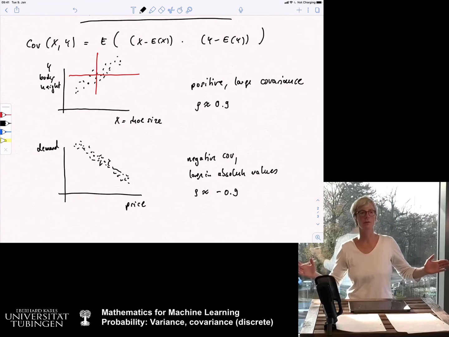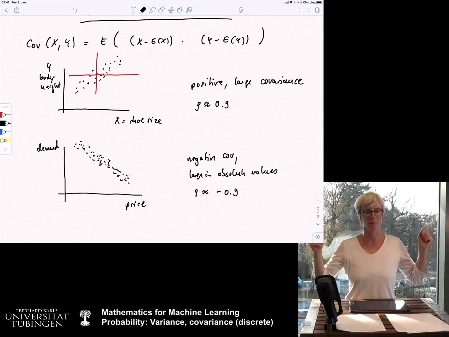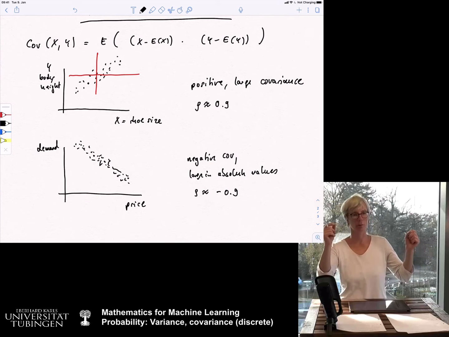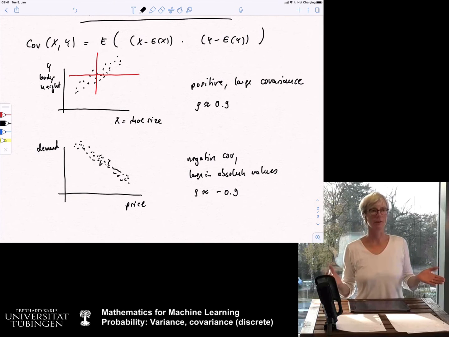So the correlation coefficient is always between -1 and 1. The extreme sides are +1 and -1. That's when you have a perfectly linear relationship, so if x and y are identical, for example.